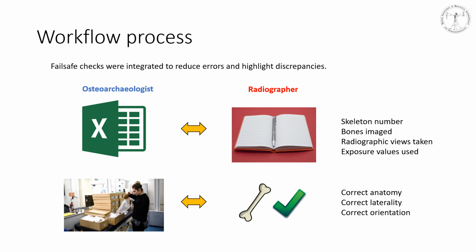We also had the thing where both of us were looking at the same bones together to identify the correct anatomy, the correct laterality, left or right, and the correct orientation of the bones when we image them. This is particularly important for fragmented remains, where it's very difficult sometimes to discern which way round a bone should go.